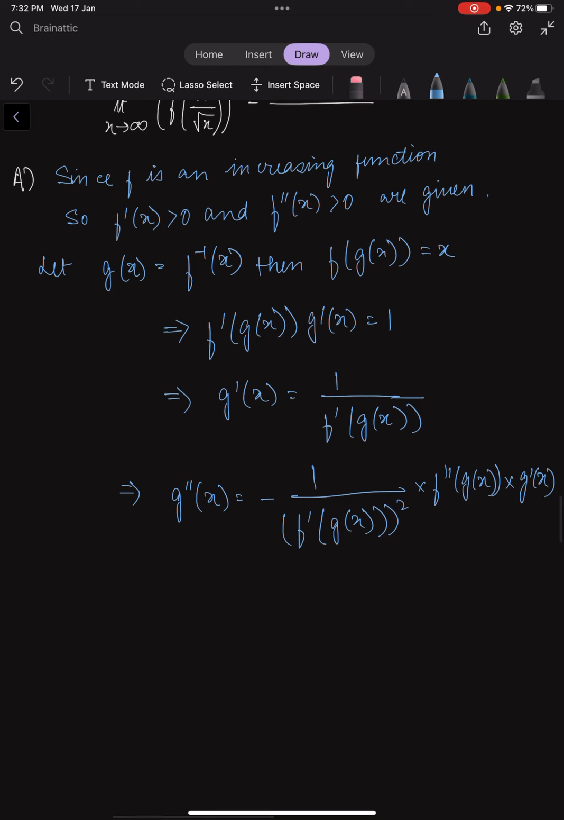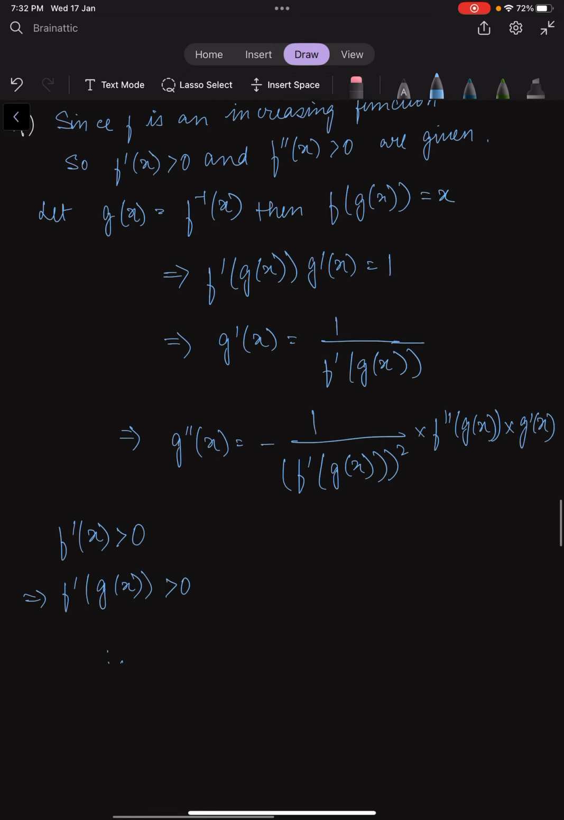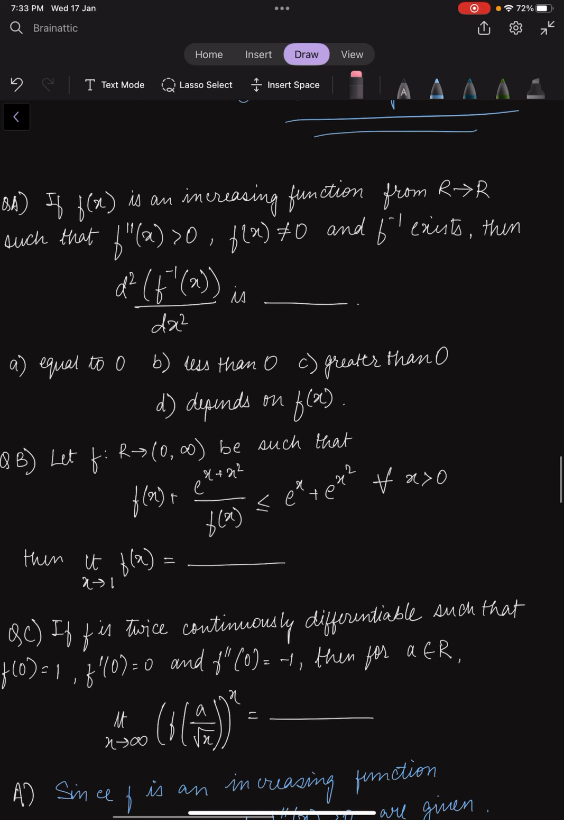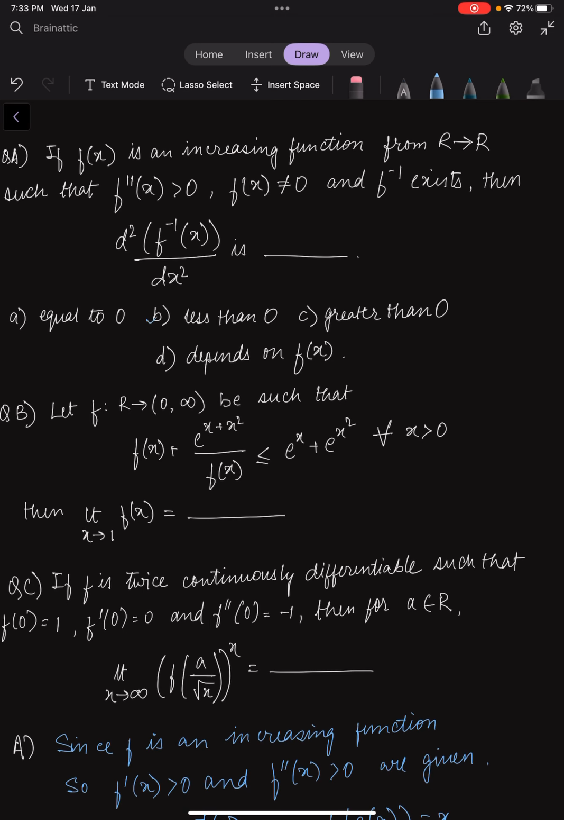Now, since f dash of x is positive, which means f dash of g of x is also positive, and therefore this term is a positive term. This we know is positive, and this we showed is positive. Therefore, because of this negative sign, g double dash of x will be negative, and this is what we are asked to basically find out. So for question A, the option is less than 0, B.